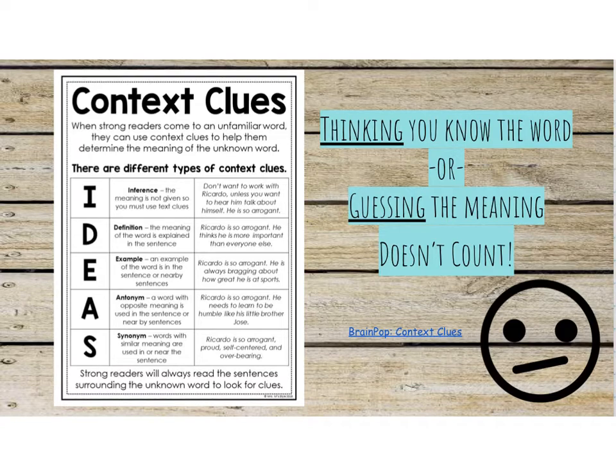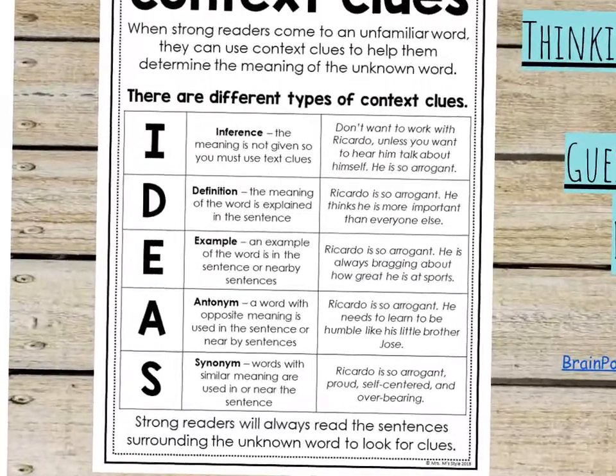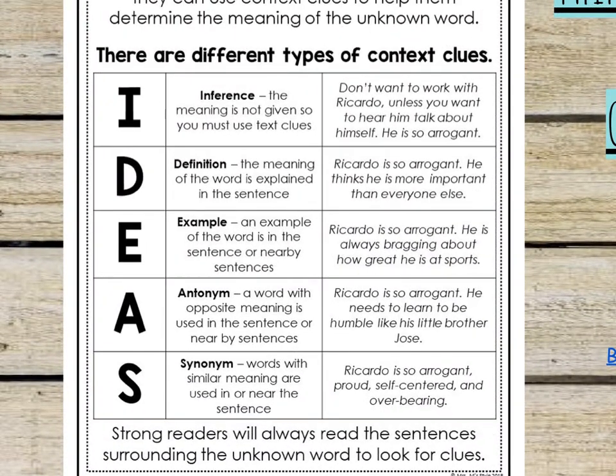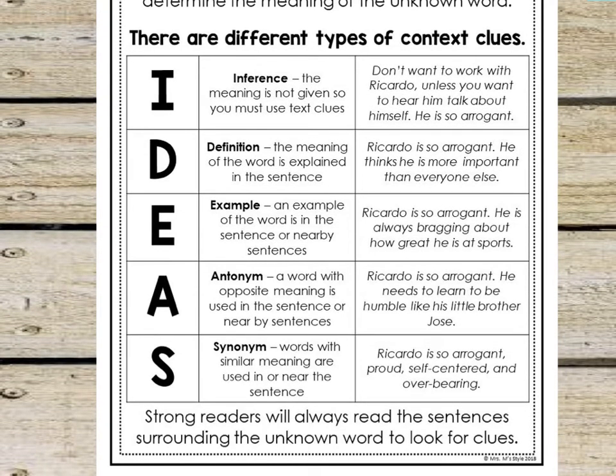Now, I want you to notice the same information in a little bit of a different way. You should notice several of these words are the same. This is an acronym that can help you remember the different types of clues that authors give. I stands for inference. The meaning is not given, so you must use clues. So let's look at an example of what that might look like.